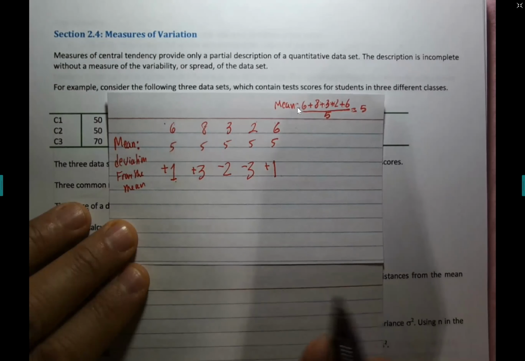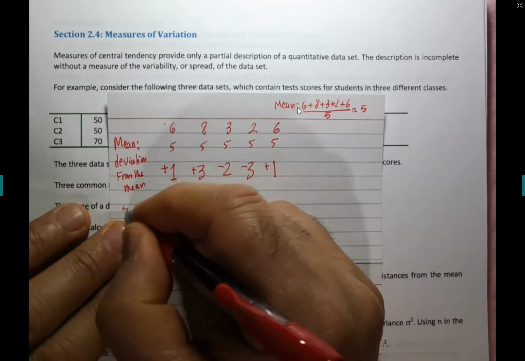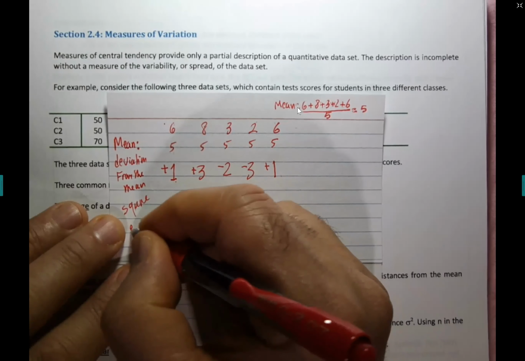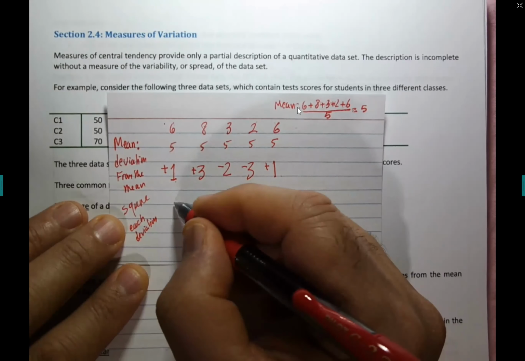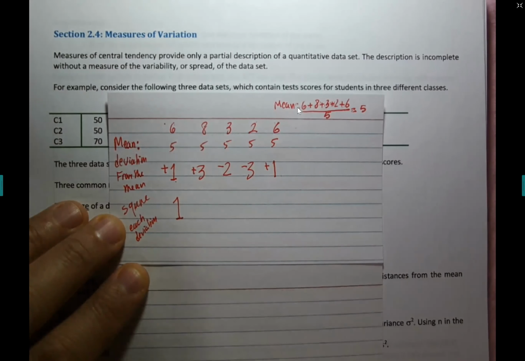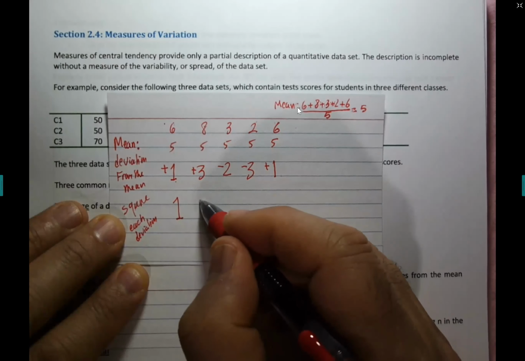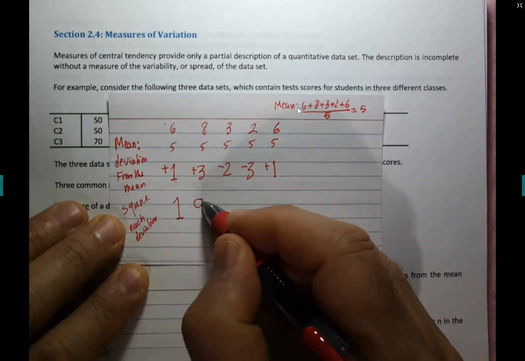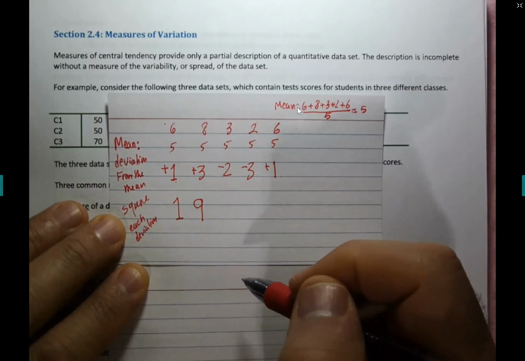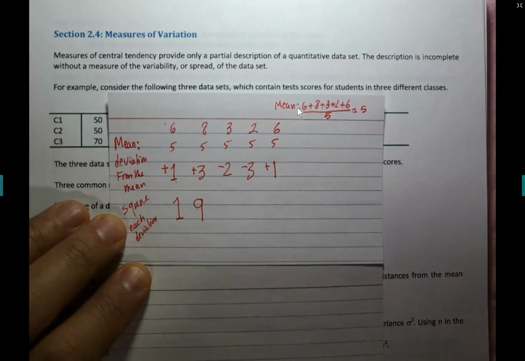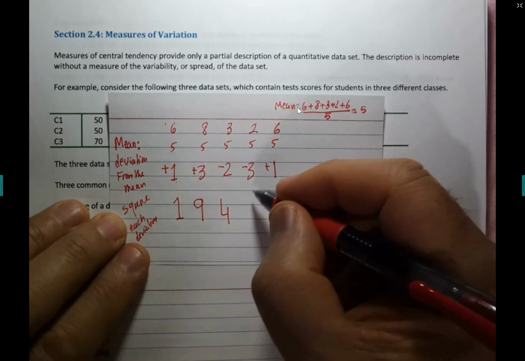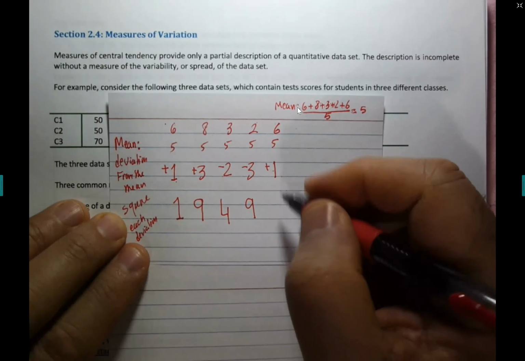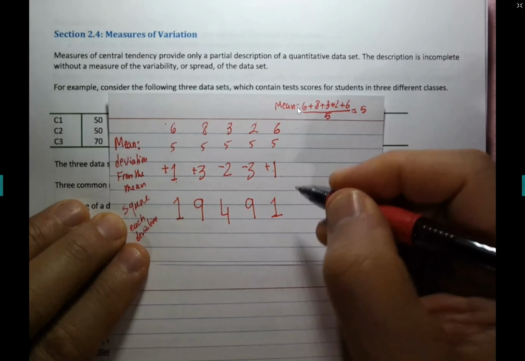So this is what statisticians decided to do. I'd like to square each deviation. If you square 1, what do you guys get? 1. If you square 3, what do you get? 9. If you square -2, what do you get? So can someone tell me, please? 4. See, no more negatives. If you square -3, what do you get? 9. Good. And if you square 1, what do you get? 1. Okay. Next step.